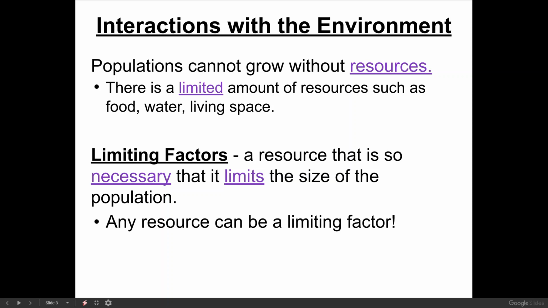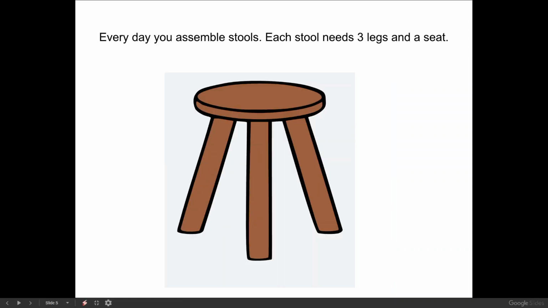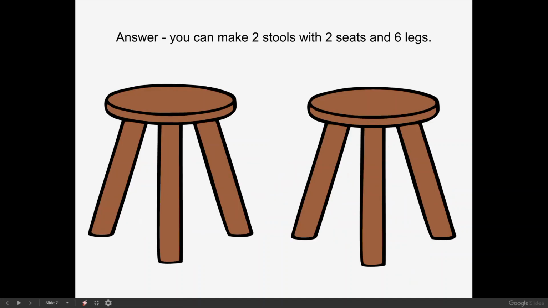Let me give you an example. Let's pretend you got a job working in a factory. And in this factory, you're in charge of making stools. So every day, this is what you build. You take 3 legs and a seat and you assemble a stool. That's your job. Now on Monday, you go to work, and on your workstation, there's 2 seats and 6 legs. How many stools can you make? The answer, I think, is obvious. You can make 2 stools. Each one has 3 legs and a seat, right?